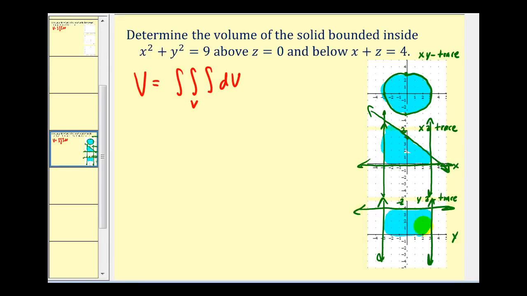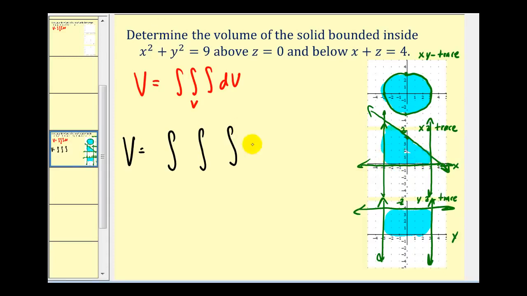So let's see if we can determine the best order of integration as well as the limits of integration. The limits of integration for x and y will be affected by the graph of the circle, and the limits of integration for z will be affected by this line here. We don't want to use this trace here to determine the limits of integration for x, because moving from left to right, here it's bounded by this vertical line and this slanted line, and here it's bounded by this vertical line and another vertical line. So that would make things a lot more complicated.